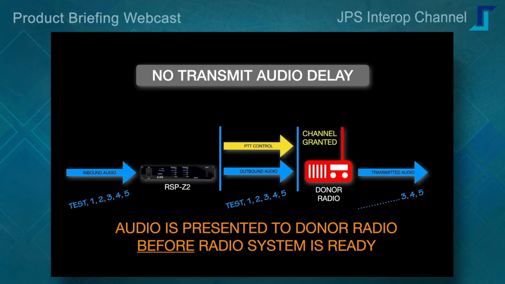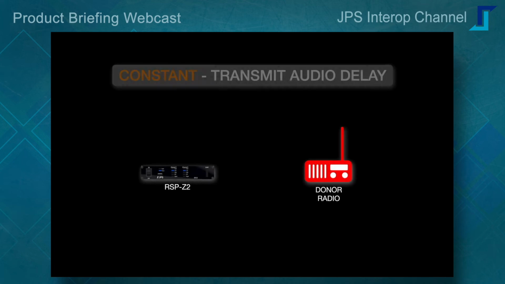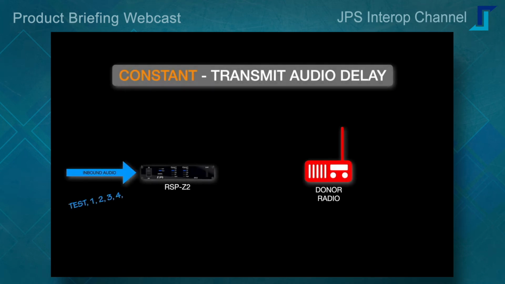So here's another example of transmit delay that is of a constant value. And this is something we've been using with ACUs and NXUs, particularly ACUs since the late 90s. And we can go ahead and enter a value for our transmit delay buffer inside the RSP-Z2. So same example here. We've got inbound audio. Again, it could be a connected donor radio, or it could be a stream from a remote gateway, for example.